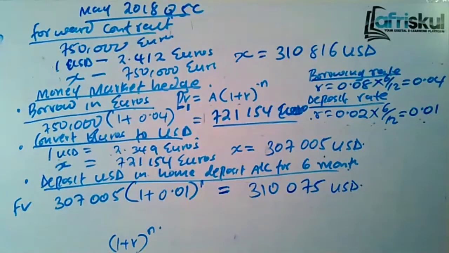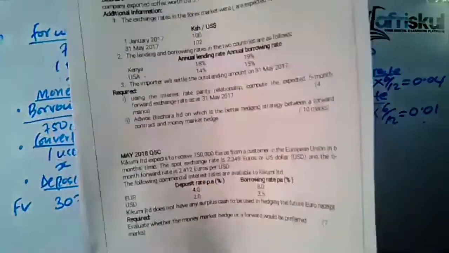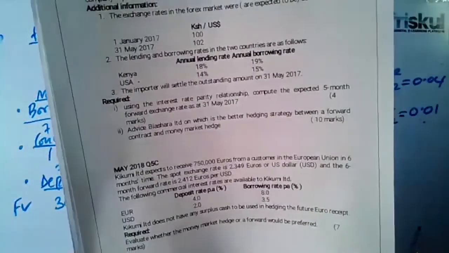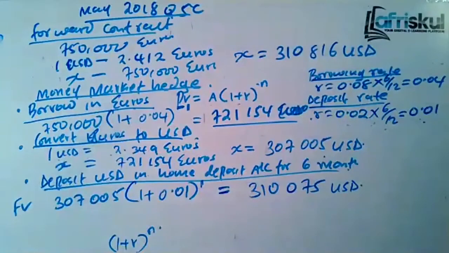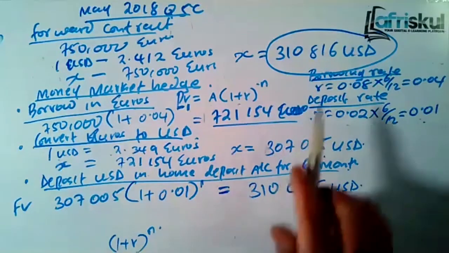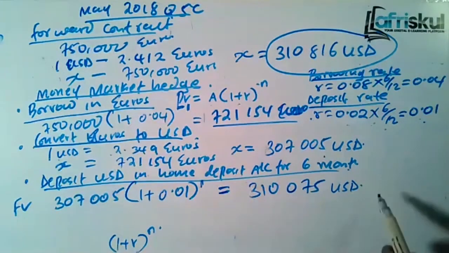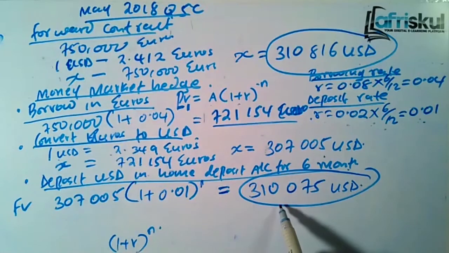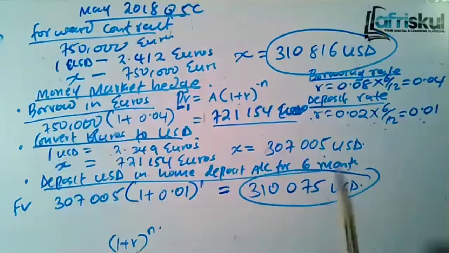So now the question was, you are supposed to evaluate whether the money market hedge or the forward would be preferred. Remember, using the forward rate, you receive 310,816. Using the money market hedge, you will receive 310,075 US dollars. So which is the best strategy? You can type your answers there. Which one would you prefer? Correct. In this case, you should prefer the forward.